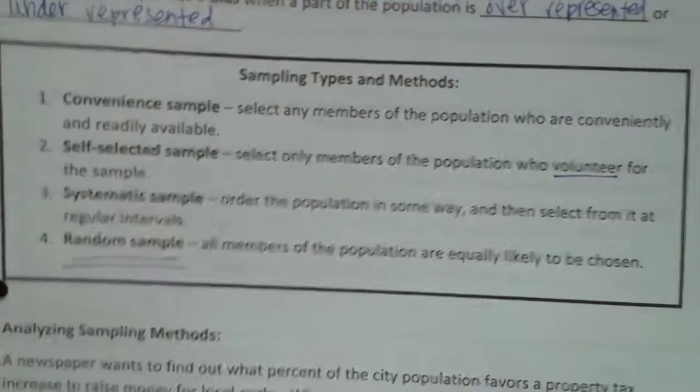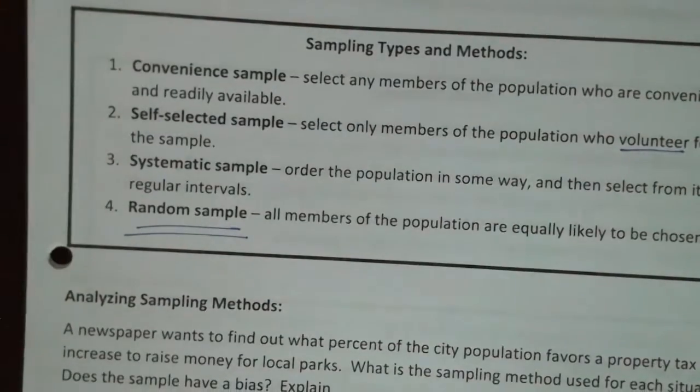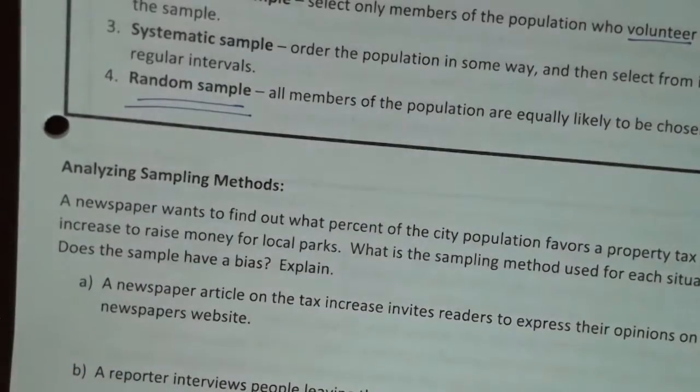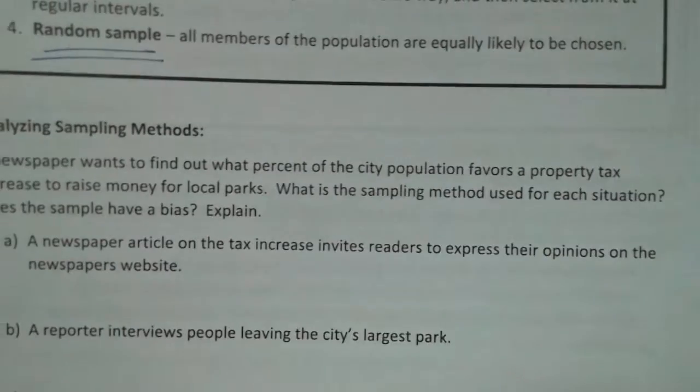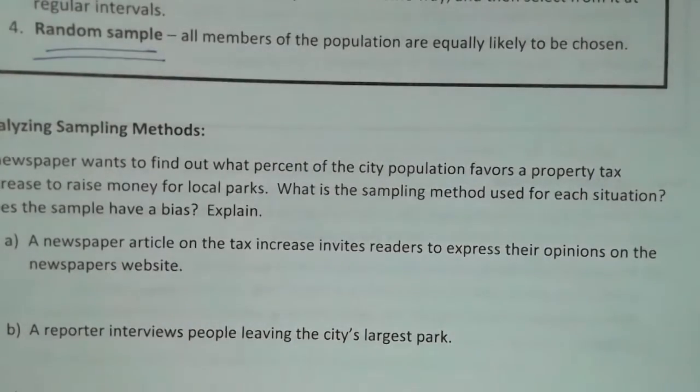So I'm going to give you a couple of examples, and we have to decide which one of those 4 it is. A newspaper wants to find out what percent of the city population favors a property tax increase to raise money for a local park. What is the sampling method used for each situation? And does it have a bias? So, part A, a newspaper article on the tax increase invites readers to express their opinions on the newspaper website. That's self-selected.